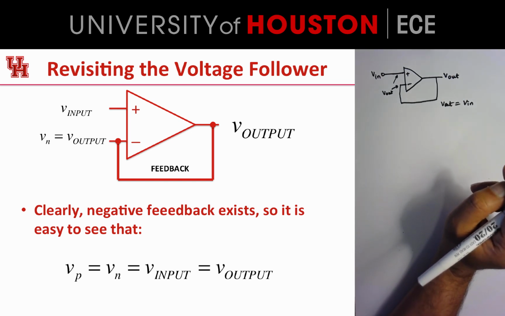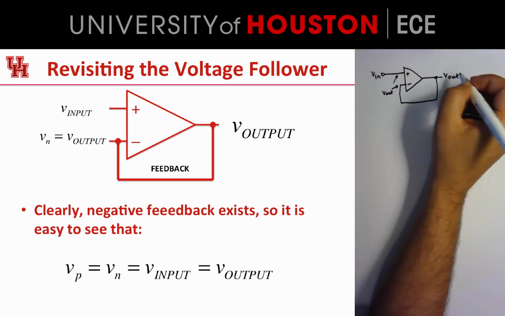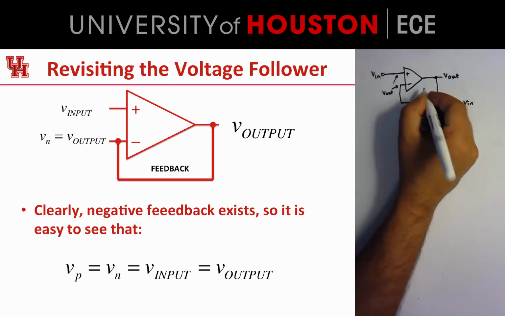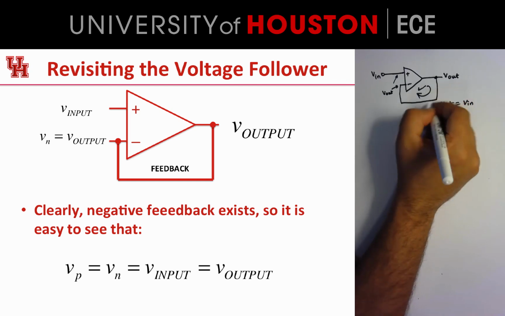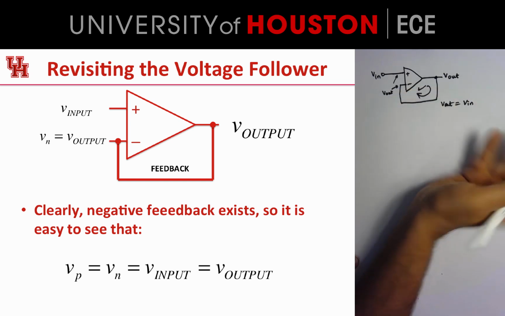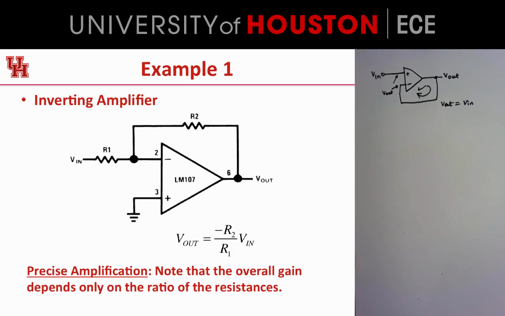So that's why it's easy to see that this circuit performs as a voltage follower, because the output voltage has to be equal to the input voltage, right? Because first of all, we have negative feedback, check, okay? And then as soon as we have that, we know that these two voltages have to be the same, and these two voltages have to be the same as that. So we got V output equals V input. Okay, so this is our good old voltage follower. Now we can work through more circuits.